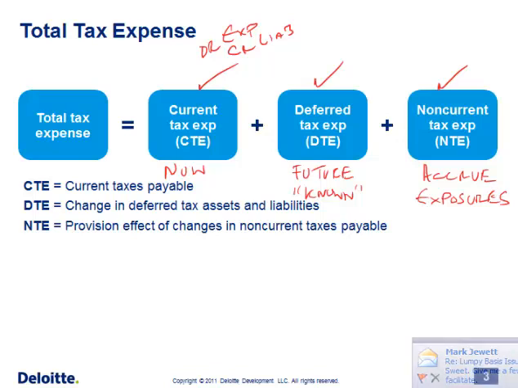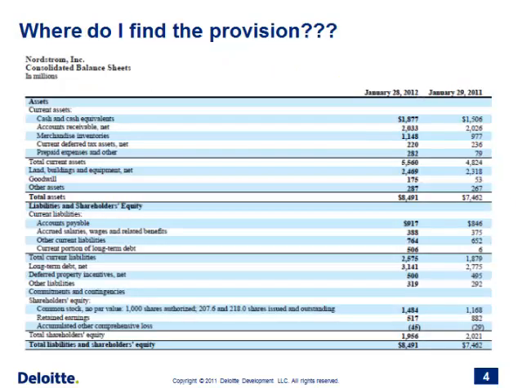Okay? All right, so I know we've already spent 5 minutes and we're into the terminology lingo here of provisions. So let me back up a second and tell you, if you've never heard of a provision, where do I find it on the financial statements? In the first class I teach at San Jose State, I usually use Nordstrom's as an example. It's a pretty straightforward company from an income tax accounting perspective.